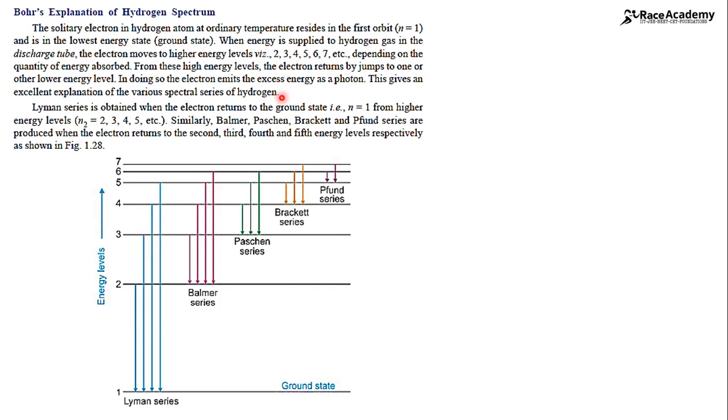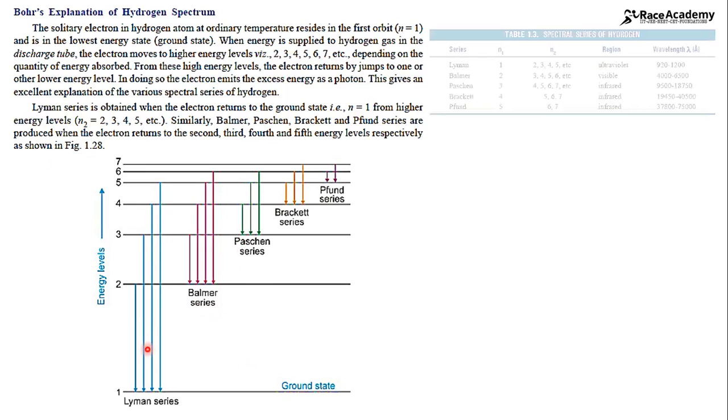So this we can observe here. The Lyman series is observed when the electron returns to the ground state, n equals 1. So in the Lyman series, the electron comes from a higher energy level to the ground state, n1 equals 1, and the n2 values are taken as 2, 3 and so on. Similarly, we have the Balmer series, Paschen, Brackett and Pfund. They are produced when the electron returns to the second, third, fourth and fifth levels respectively. This is second, this is third, this is fourth, this is fifth level. This is the sixth one, the Humphreys series. Now we have a picture of all these series.